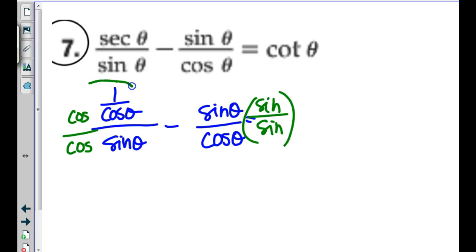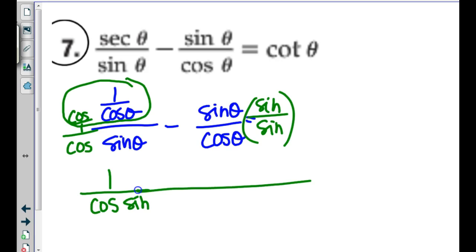Okay, what happens up here? Yes, cosine times the reciprocal of cosine. Well, it's not written very well, but this cosine would be over 1 because it's cosine times the reciprocal of cosine, so it would just be 1, and then you'd have a cosine sine in the denominator, which is the new denominator. And what do you get back here? Sine squared.